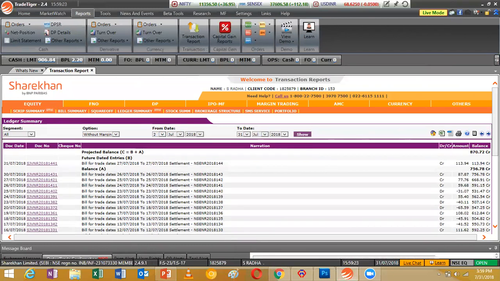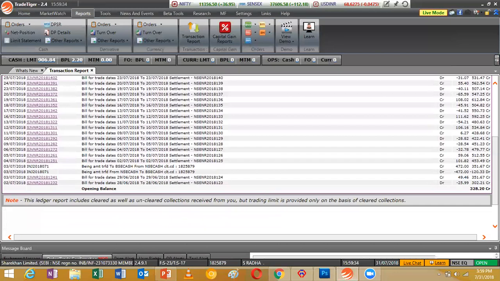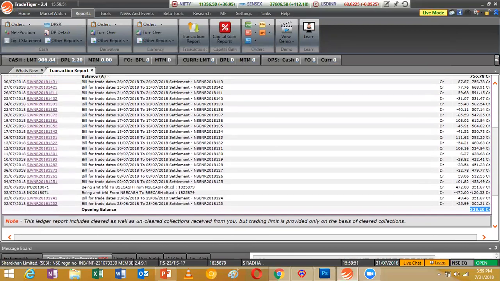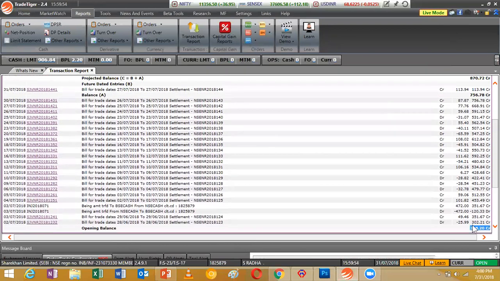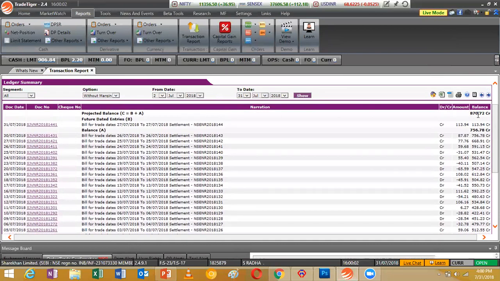Okay, so this is showing you balance of day before yesterday. Yesterday's profit is still not added, it will be added tomorrow. And if you come down here, you can see the opening balance 328, then a small trade 302, then there is a growth 351. These are all traded bills, bill for the trade dates. So all day we have traded in this also. So if you see here, there is a steady growth in this. Okay, all trades were taken this month. And today we have the balance of 870.